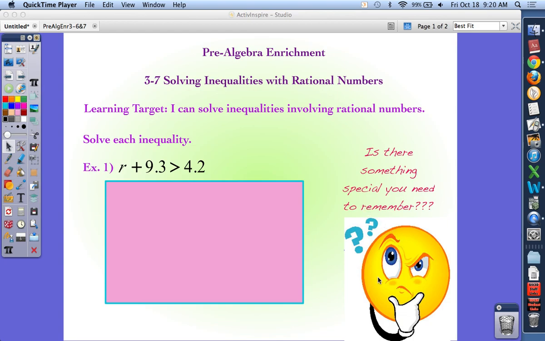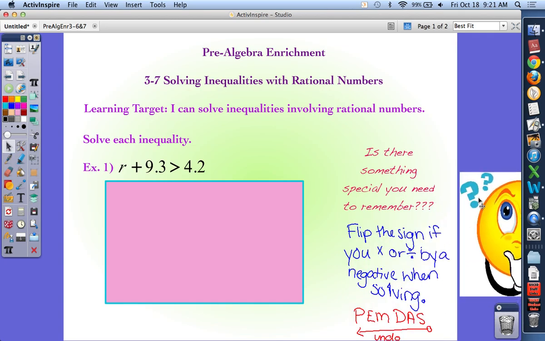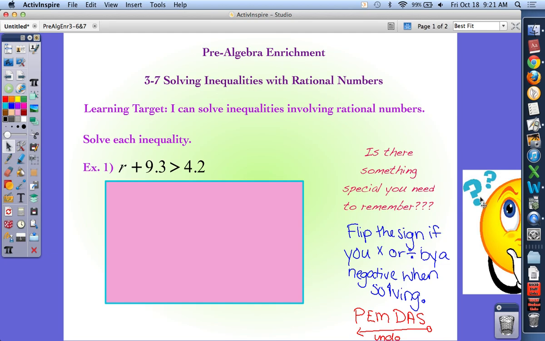When you're solving an inequality, is there something special that you need to remember? Are inequalities any different than equations? Hopefully you're saying yes. And what is the difference? What is something special that you have to remember about inequalities? You might want to write this down to remind yourself.